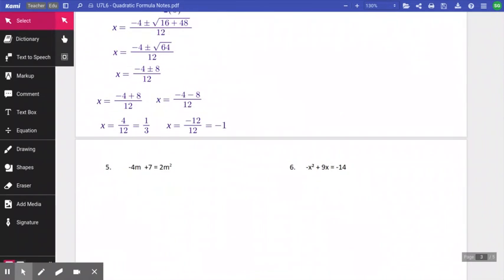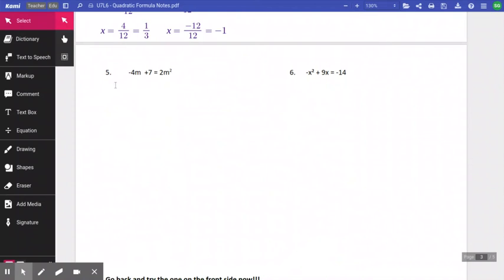I've got 2 last ones here. Starting off with number 5, I encourage you to pause the video and see how much of number 5 you can get through on your own before we do it together.